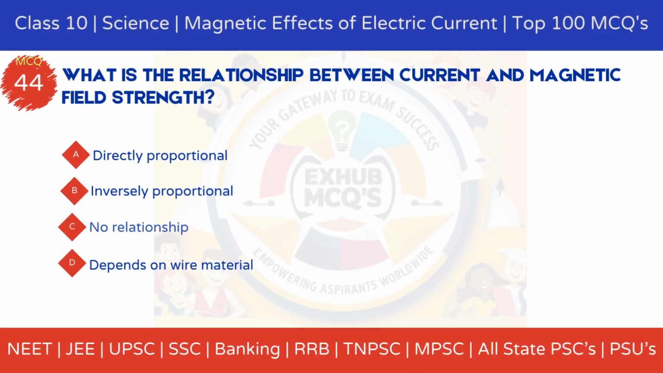MCQ 44. What is the relationship between current and magnetic field strength? Option A, directly proportional. Option B, inversely proportional. Option C, no relationship. Option D, depends on wire material.